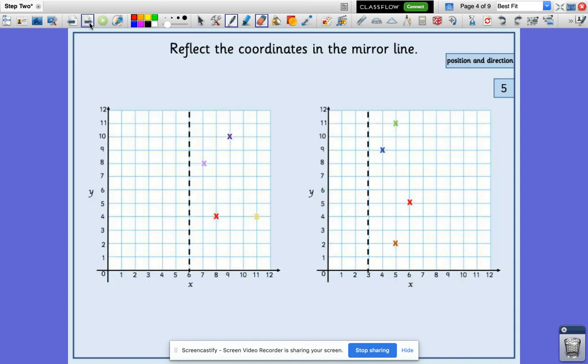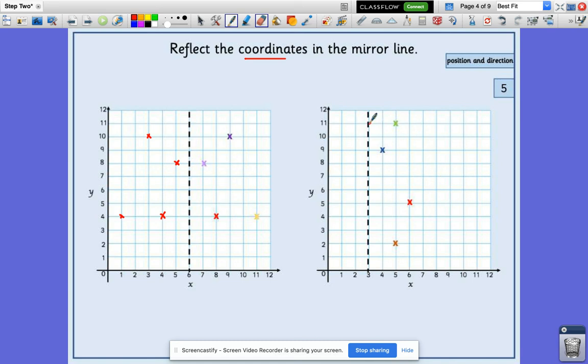So, as well as reflecting shapes, we can reflect coordinates in the mirror line. These coordinates have been plotted, and we have to reflect them. So this coordinate is 1 away from the mirror line, 7, 8. So I'm going to reflect it 1 away, and it's 5, 8. This one is 1, 2, 3 away, 1, 2, 3 away. This one is 2 away, and this one 2, 4, 5 away, 2, 4, 5 away. So that's a reflection of those coordinates.